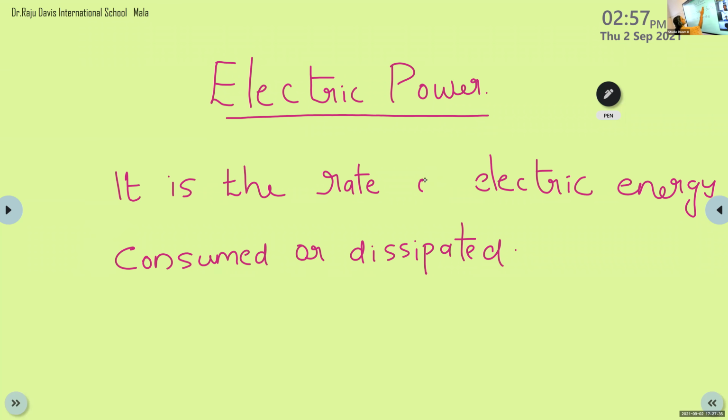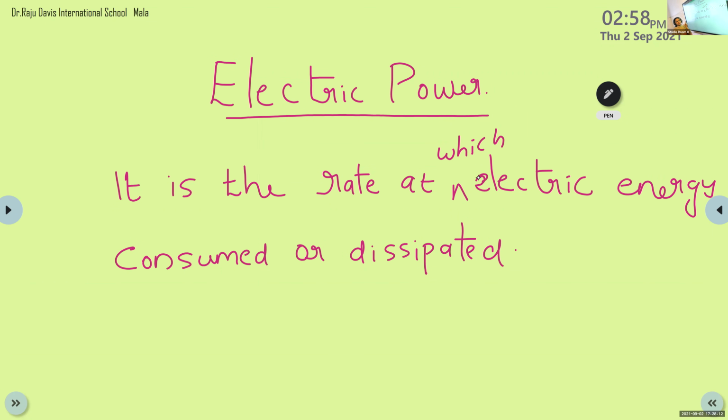It is the rate at which electric energy, it can be either consumed or dissipated outside, is known as electric power. So this is the definition for electric power. First of all we are going to define the electric power, and we can study the equation for electric power. After that we can move to the electric energy.